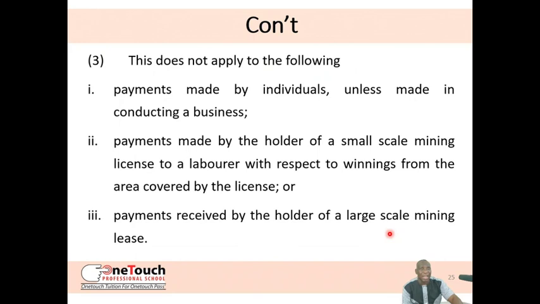And this does not apply to payments made by individuals. When it's a payment made by individual, this withholding tax does not apply. Payment made by the holder of a small-scale mining license to a laborer with respect to winnings from the area covered by the license. It does also not apply. And then payments received by the holder of a large-scale mining license.